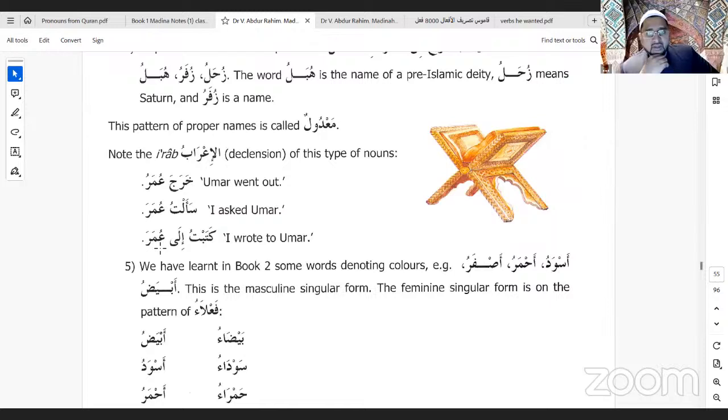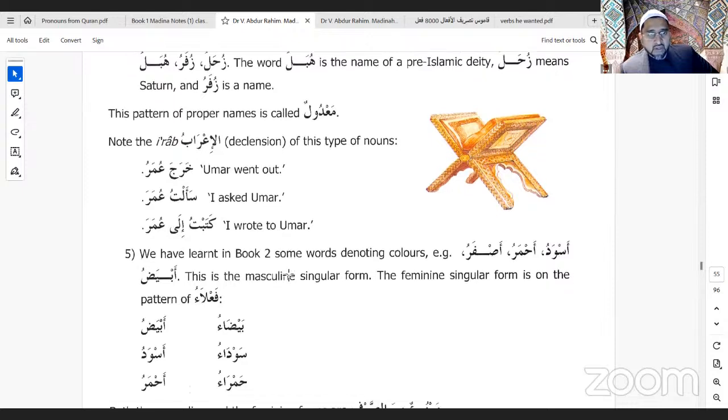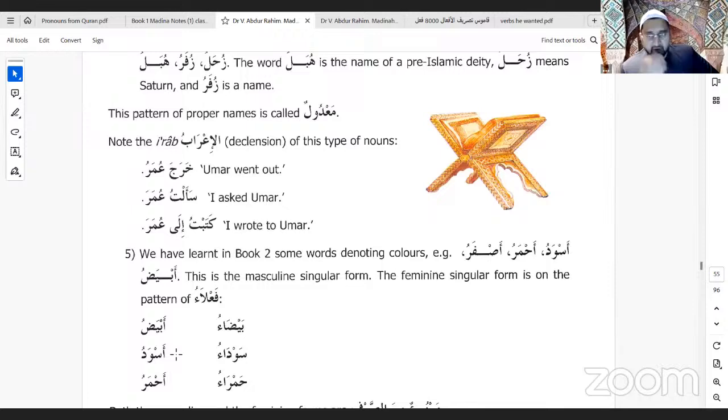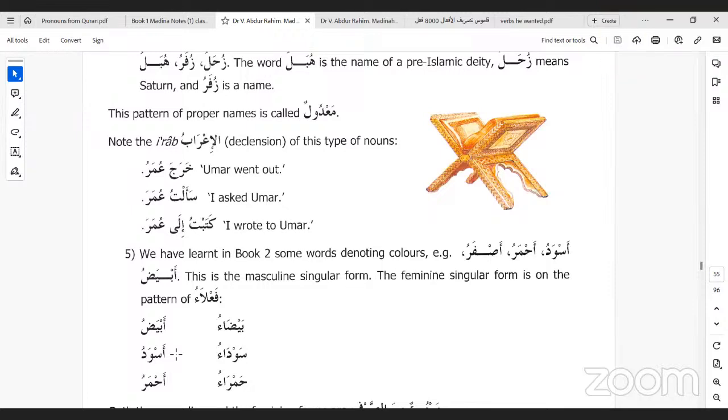Is this clear? These are diptote nouns. That's why it gave you three examples: raf', nasb, and jarr. Marfu', mansub, and majroor. Who's confused? Sorry, Sheikh. You know about this, ila is a preposition, isn't it? Correct. So why does it take kasra tanween and not only kasra?